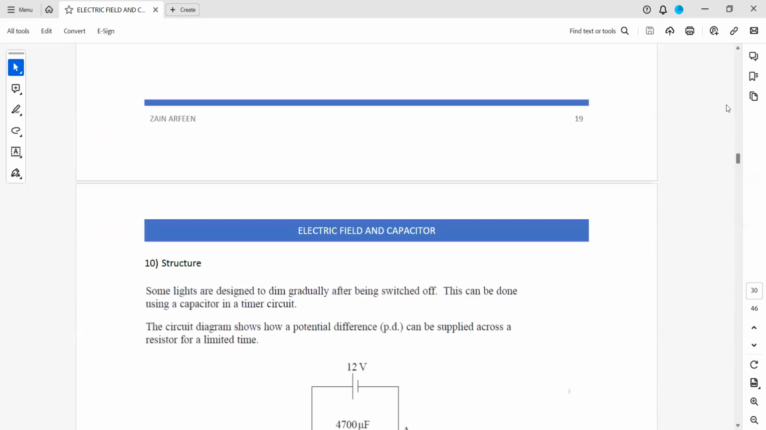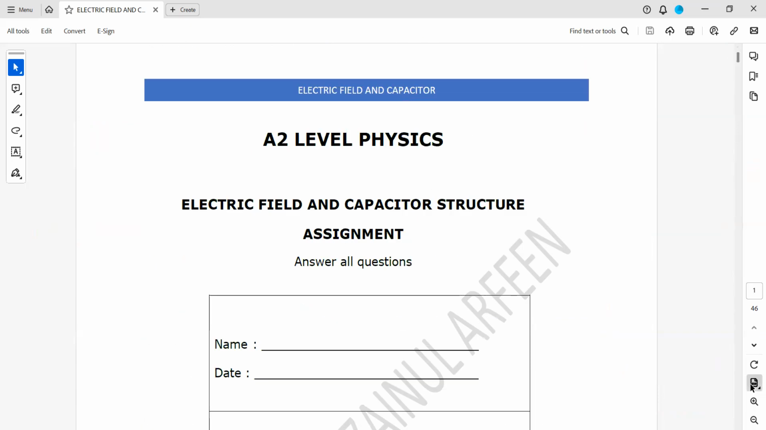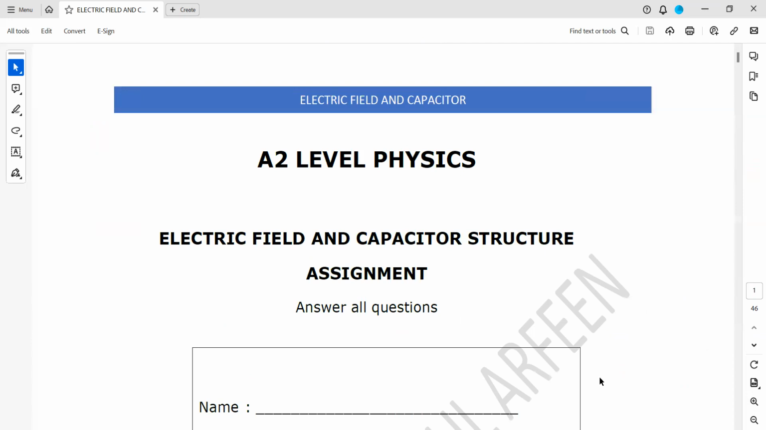So these are some questions from electric field. Any question or doubt related to this topic?